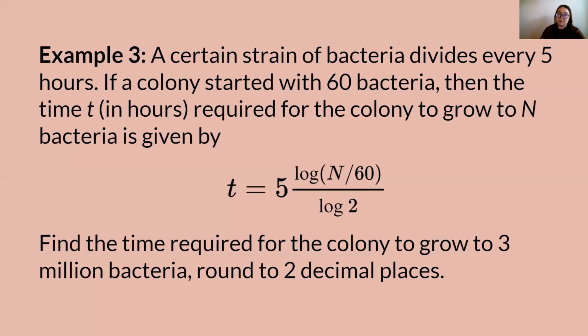We want to find the time required for the colony to grow to 3 million bacteria, rounding to 2 decimal places. Even though this equation looks a little strange, really we're just plugging this into our calculators. We're replacing n with 3 million and putting it straight into the calculators. So let's head over to our notes real quick, just to copy this down, and then we'll use our calculators.